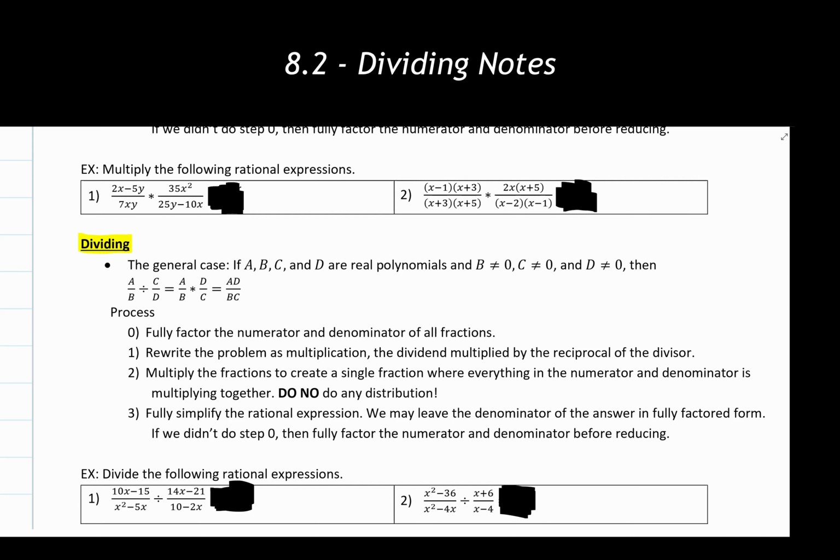Our general case, and this is just a quick depiction of it: let's assume we have the polynomials a, b, c, and d, whatever those might be. We start off with one rational expression divided by another rational expression. What I'm going to do is actually never do this division process. We are instead going to rewrite this into a multiplication problem. The way we do that is we identify where the division sign is, we flip that division sign, and we flip the rational expression that comes directly after that.